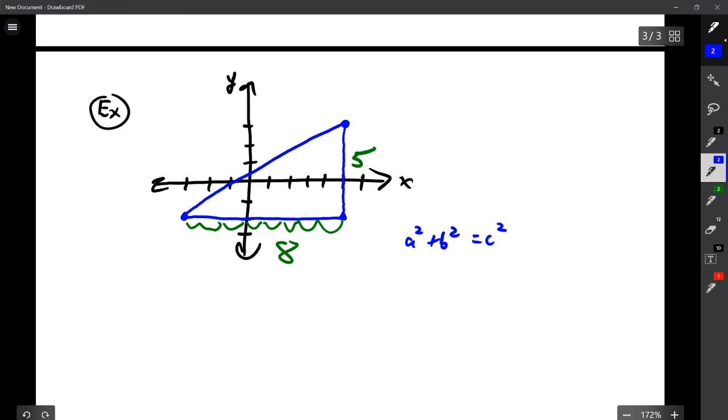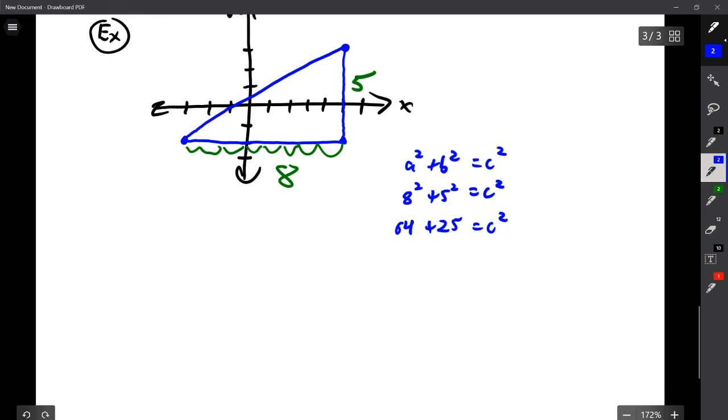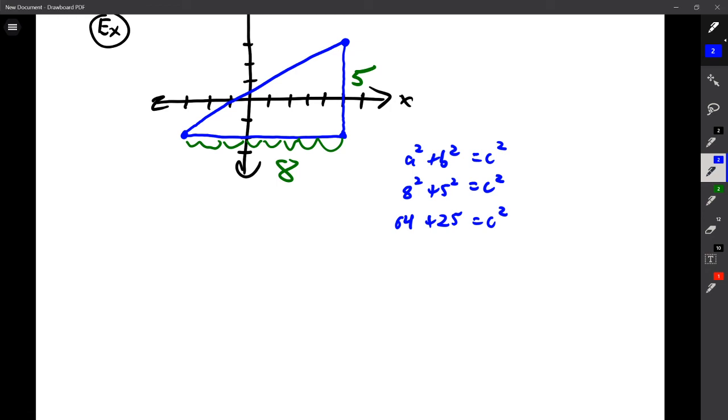I have the two legs of the right triangle. It doesn't matter if you say 8 squared plus 5 squared versus 5 squared plus 8 squared. I'm going to say 8 squared plus 5 squared equals c squared. So that is 64 plus 25 equals c squared. So what I have there is 89.